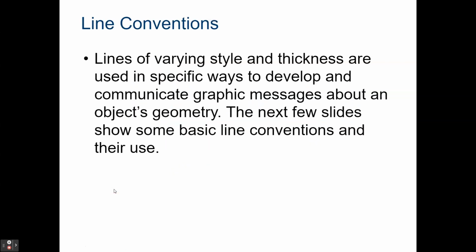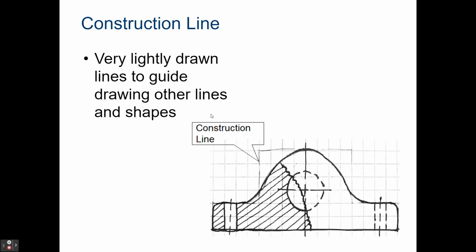And so as I was saying, we have different types of lines that can convey different types of features on a part. And so lines of varying style and thickness are used in specific ways to develop and communicate graphic messages about an object's geometry. The next several slides will show what those types of line conventions are and how they are used.